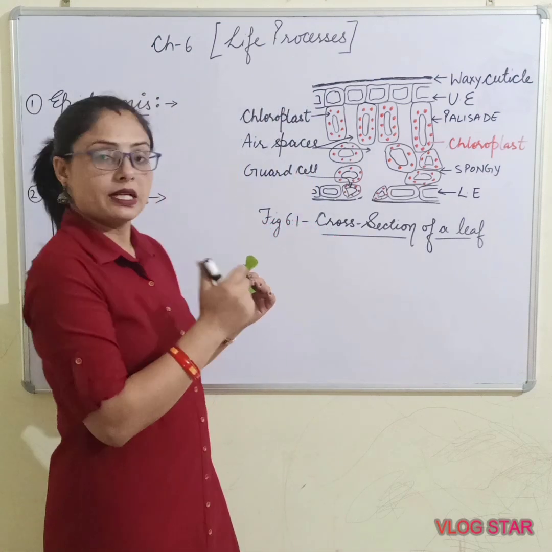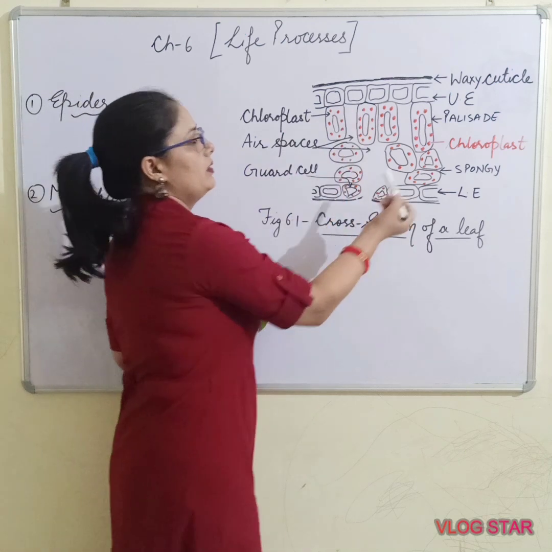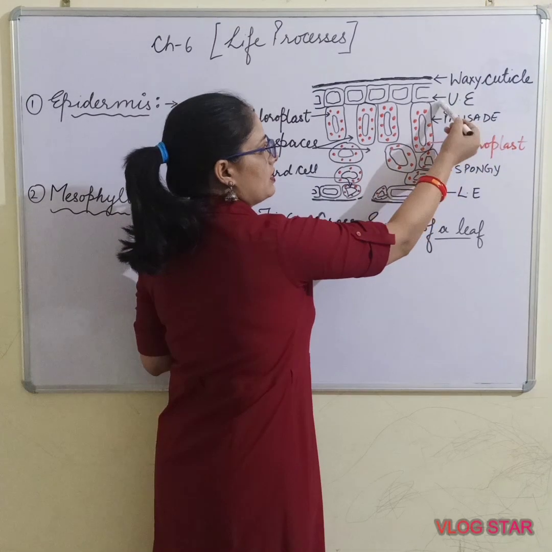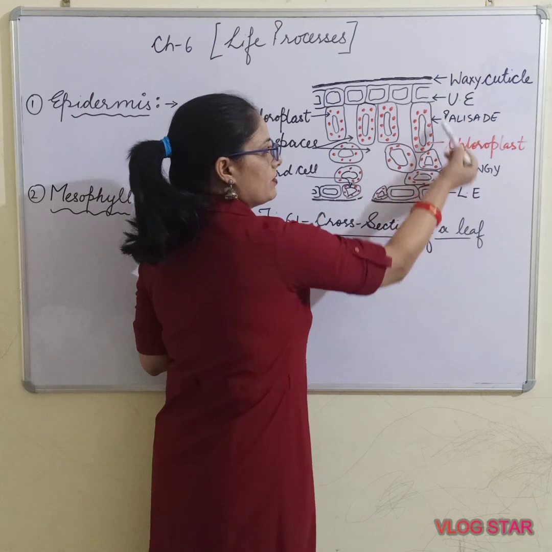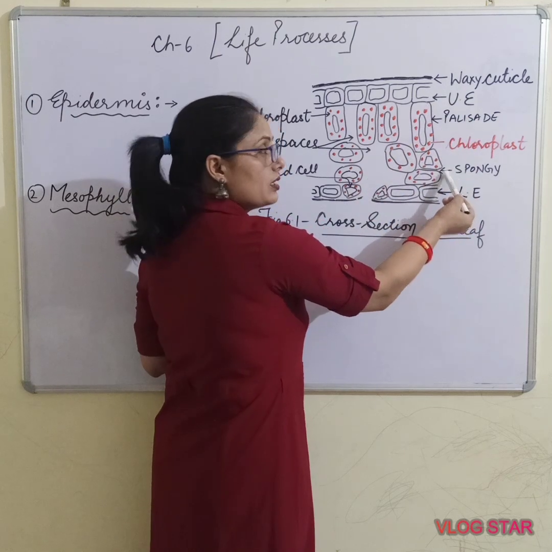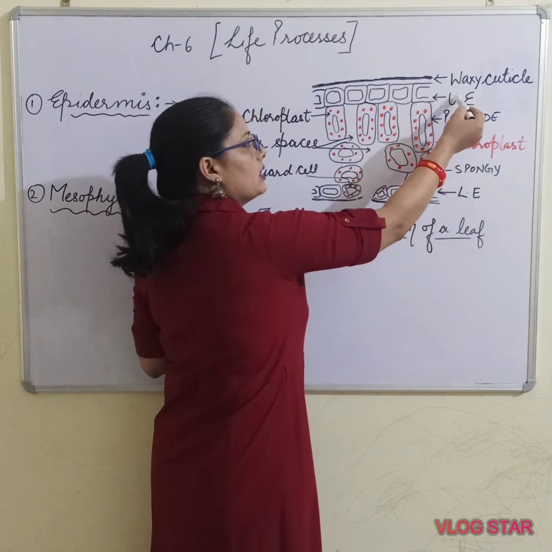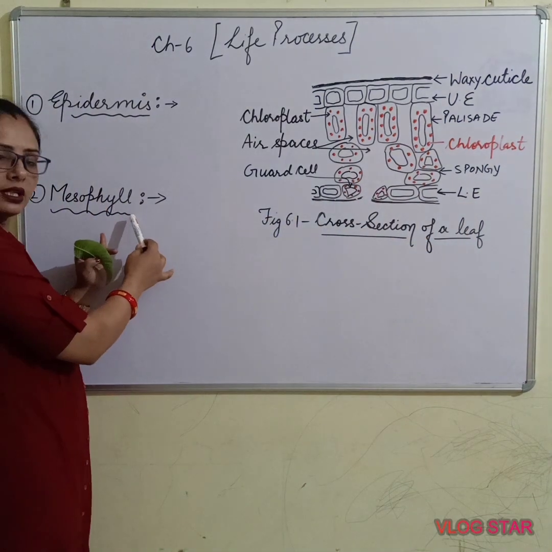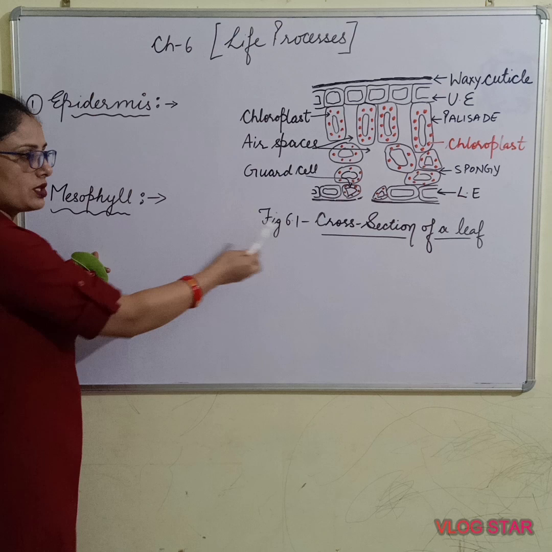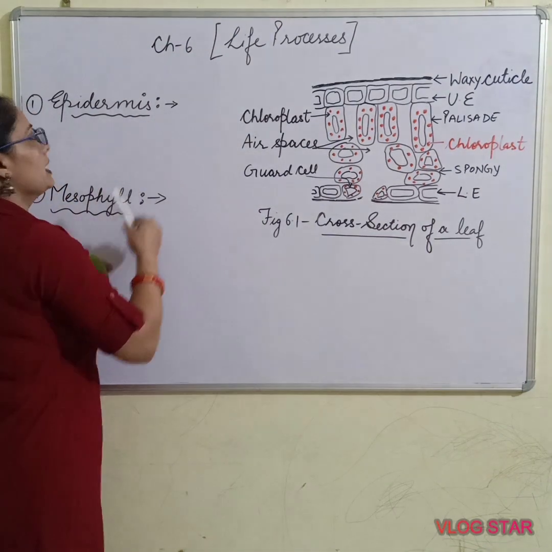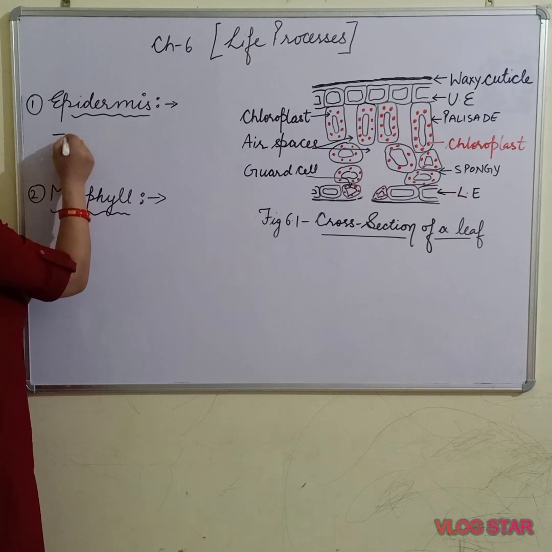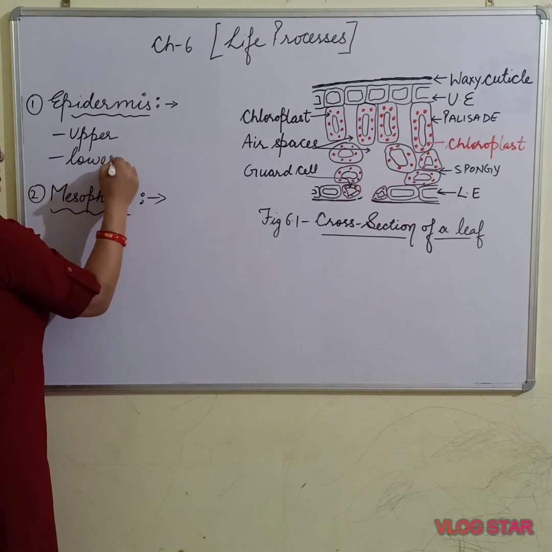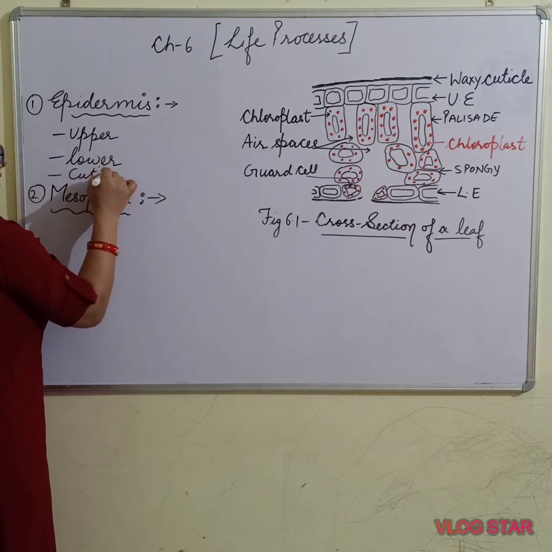Okay, now come back to the structure. As you can see from this figure, just inner to the epidermis there is a great number of tissue present, and the whole tissue between the upper epidermis and the lower epidermis is called mesophyll. I have written here, these two are the main parts of a cross section of a leaf. First we have discussed the epidermis, the upper epidermis, the lower epidermis and the cuticle. These are the main points.